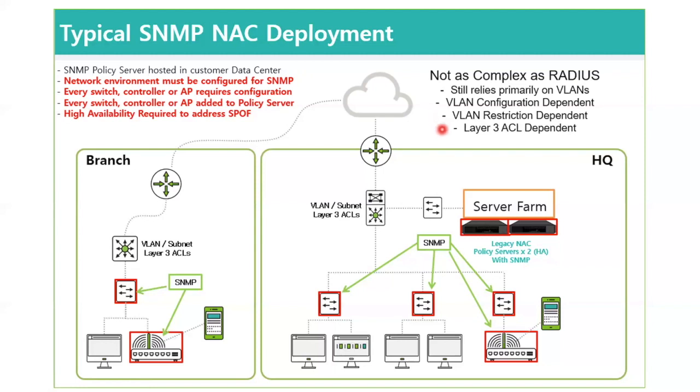And then layer 3 devices on the network, whether it be a core router or a firewall, actually do the network segregation. So now, in addition to configuring all of your other devices, there may be some layer 3 ACLs that must be configured, managed, updated, and maintained for this type of architecture.